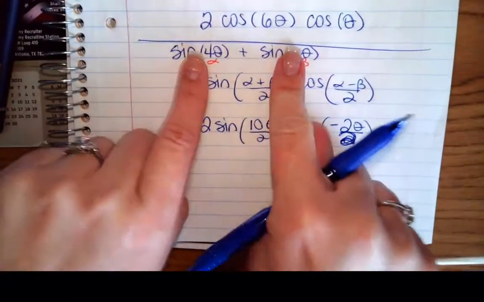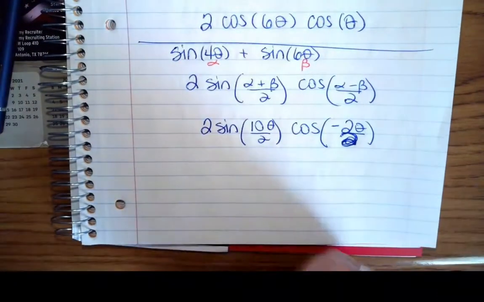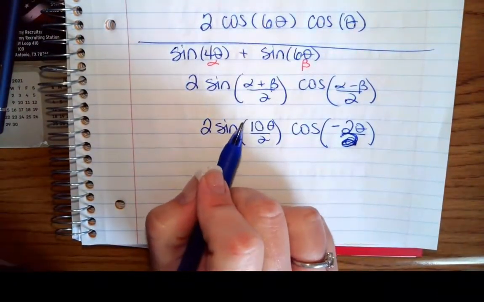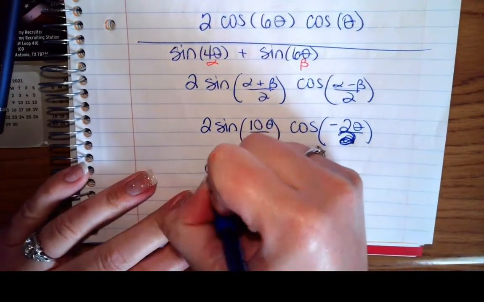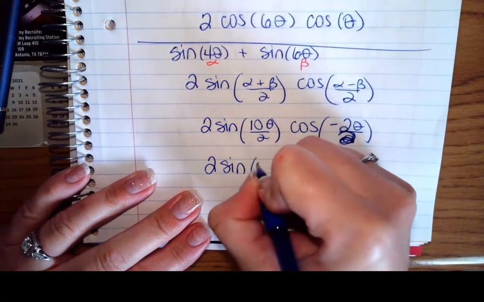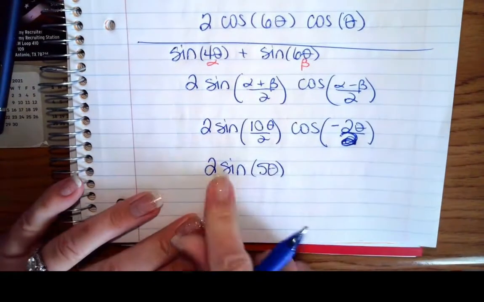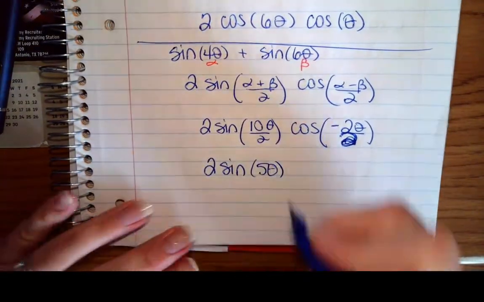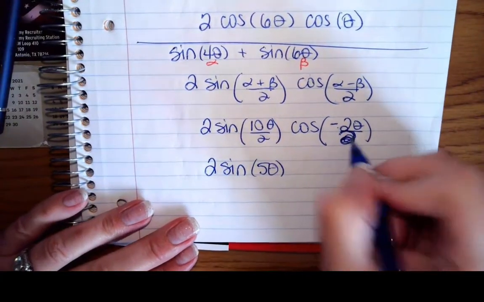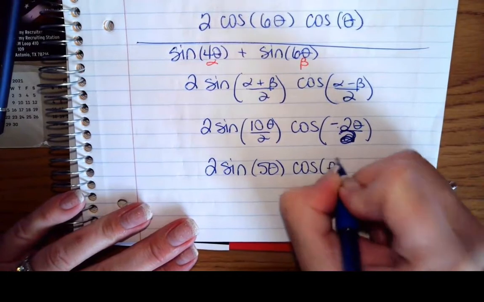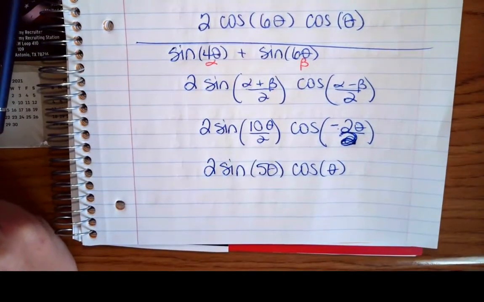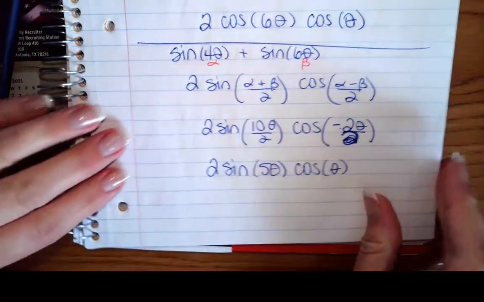Okay, but again, I could have flip-flopped the order here and said sine 6 theta plus sine 4 theta and kind of avoided that negative issue, but I didn't, so now we got to deal with it. So that gives me the sine of 5 theta times 2, and then negative 2 thetas over 2 is a negative theta, but cosine is even, so I can essentially ignore that negative.